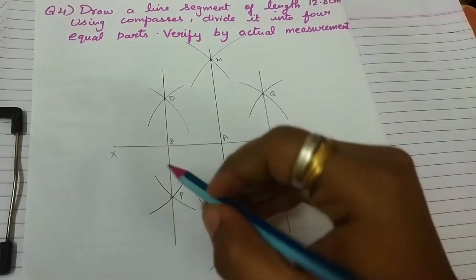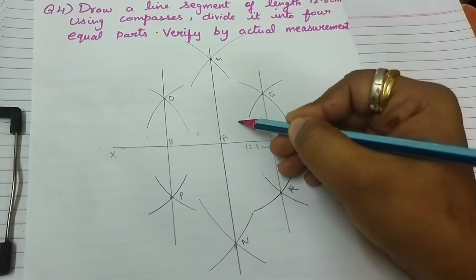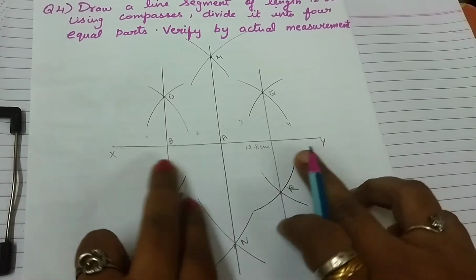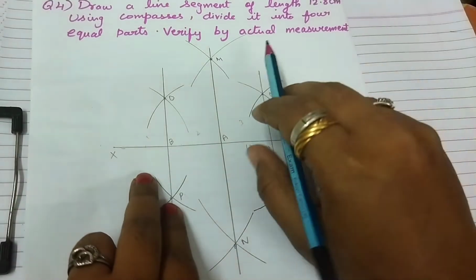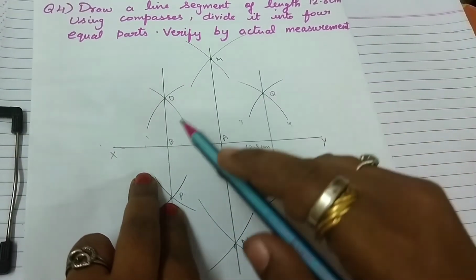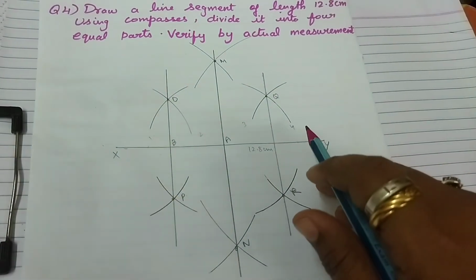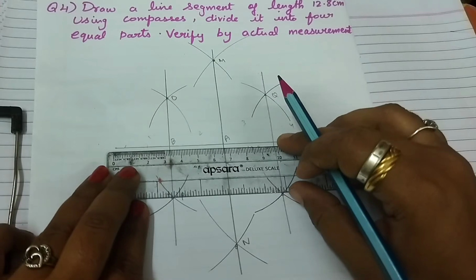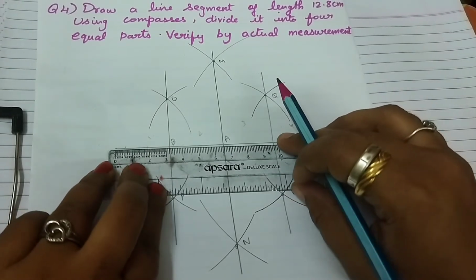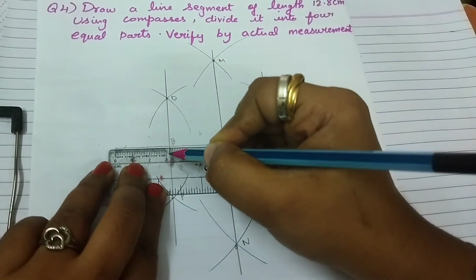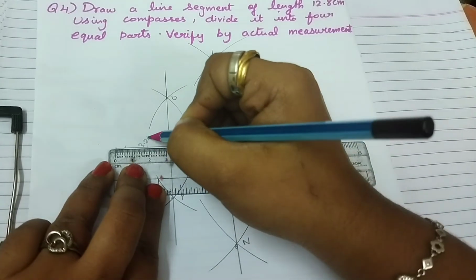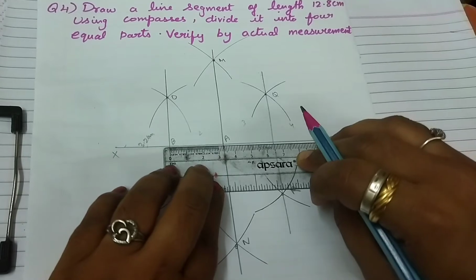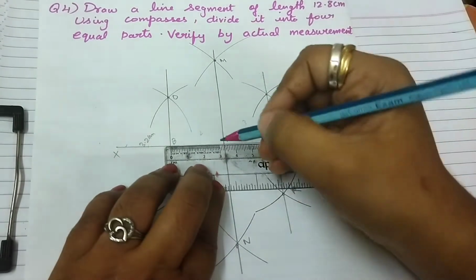Now, if you see the first part, second part, third part, fourth part, we have divided it into 4 parts. We have to check by actual measurement whether they are all equal or not. Take your ruler and measure it. From X to B, what are you getting? I am getting 3.2 centimeters. Now check BA. What is the measurement? Here also I am getting 3.2 centimeters.